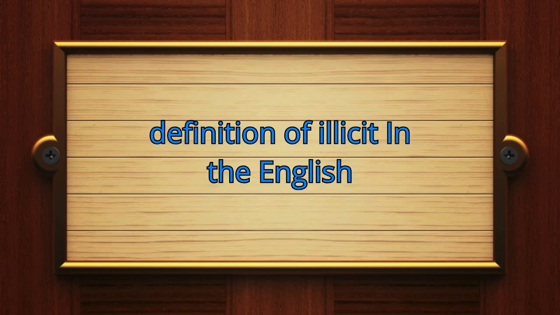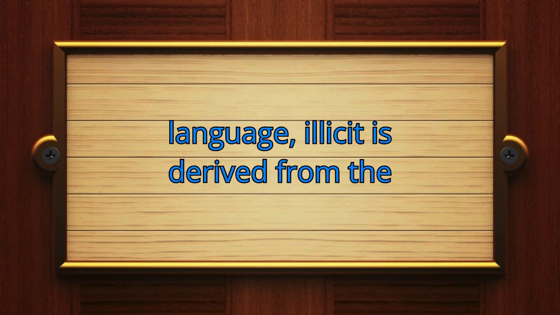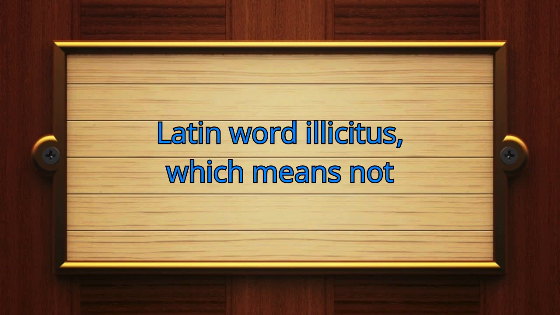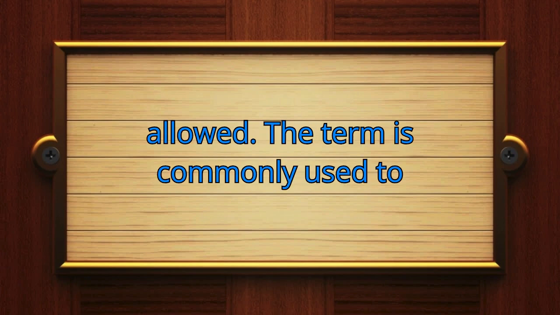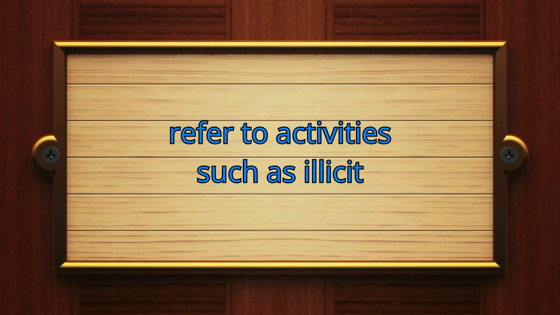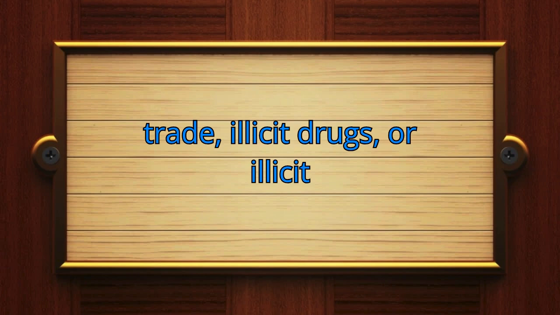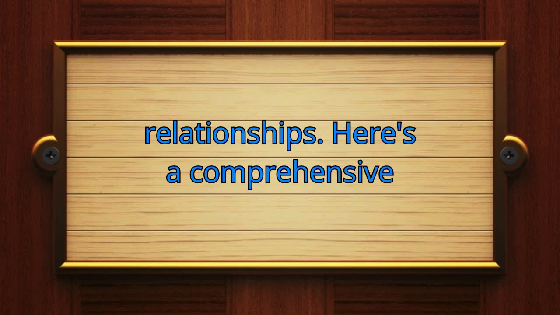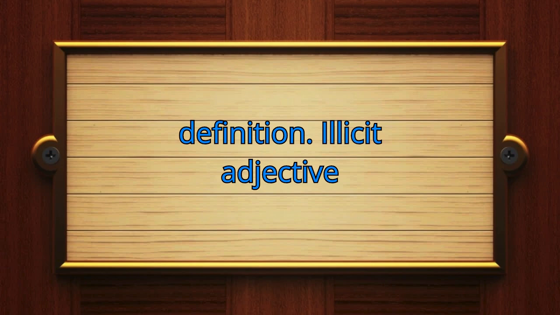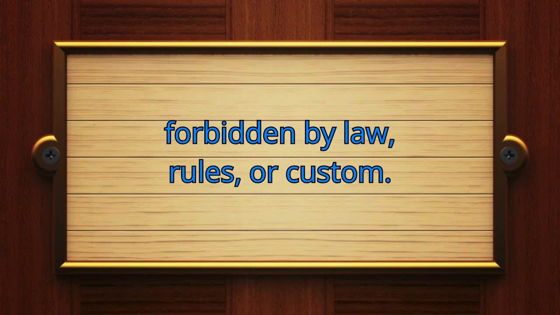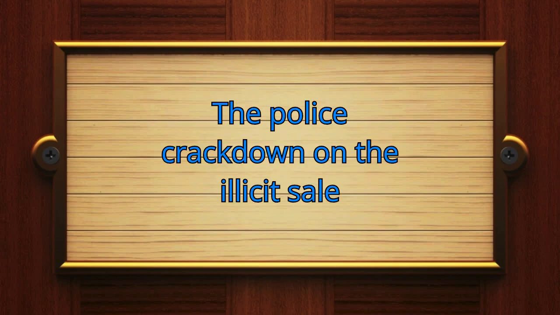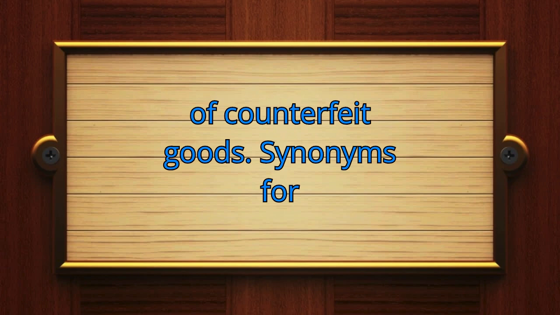Detailed definition of illicit. In the English language, illicit is derived from the Latin word illicitus, which means not allowed. The term is commonly used to refer to activities such as illicit trade, illicit drugs, or illicit relationships. Here's a comprehensive definition. Illicit, adjective: forbidden by law, rules, or custom. Example: the police crack down on the illicit sale of counterfeit goods.